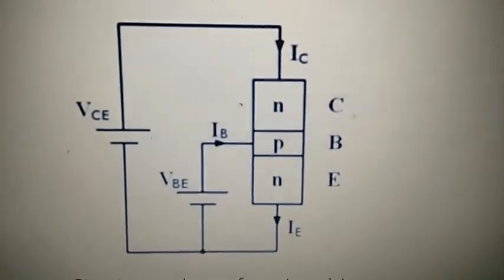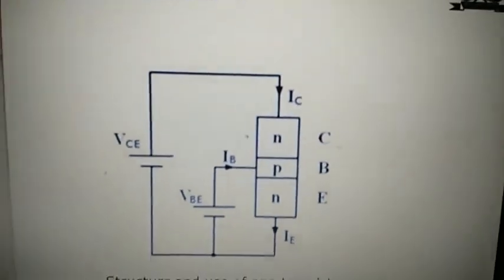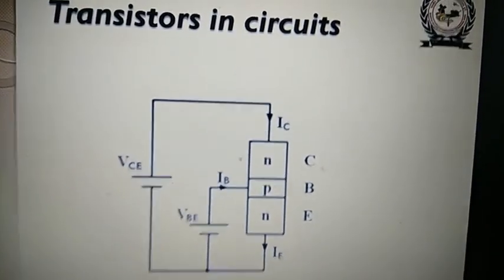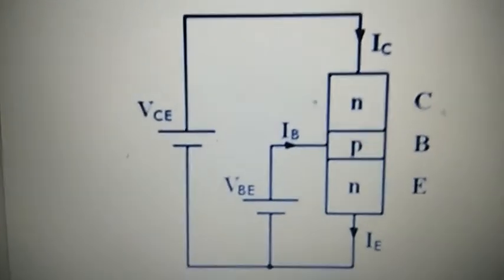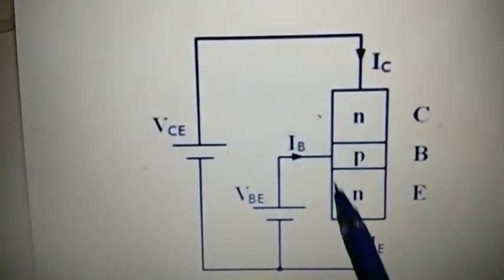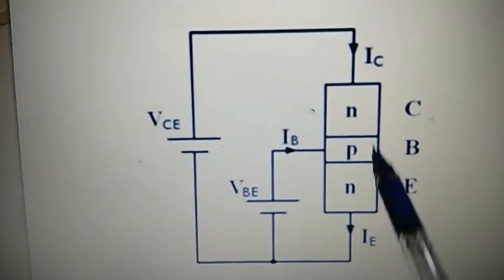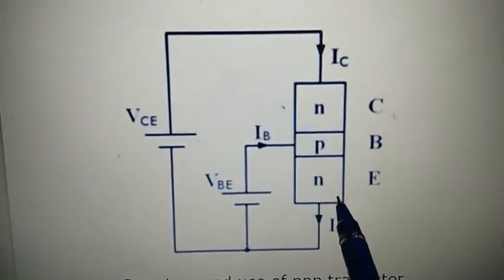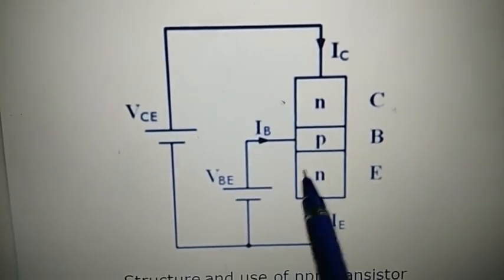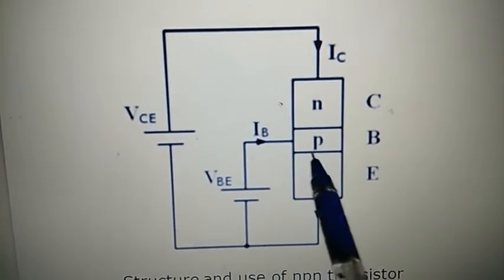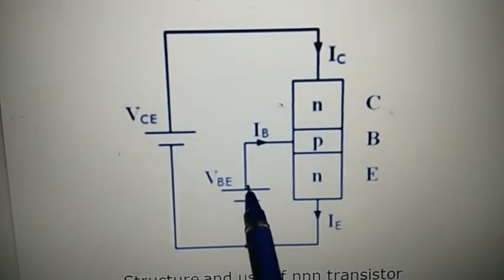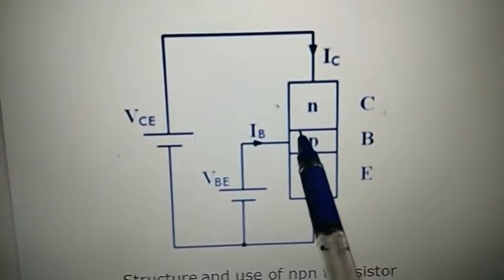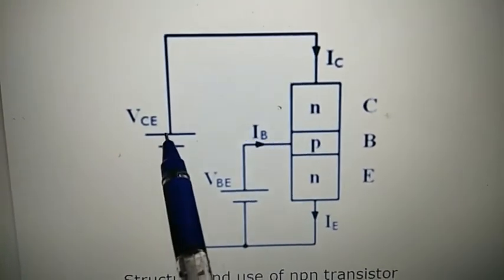Now next is this symbolic diagram you can see here. This is called transistors in circuits. This is the NPN transistor: NPN, base, emitter, base, collector. And this base to emitter junction is made forward bias. P is connected to P and this N is connected here. And this junction is made reverse bias. N is connected to P.